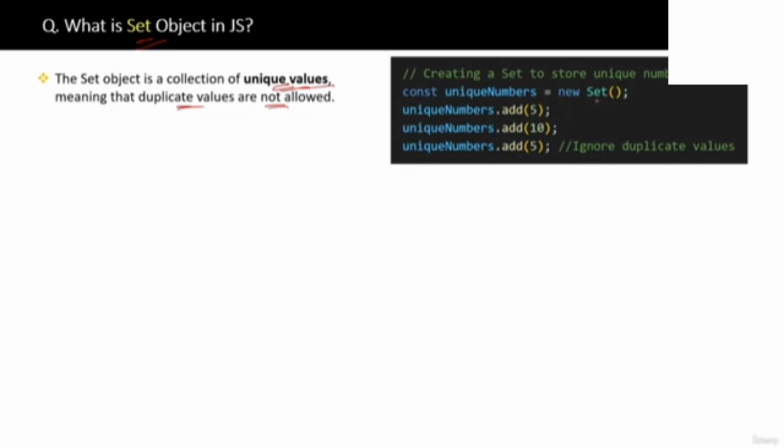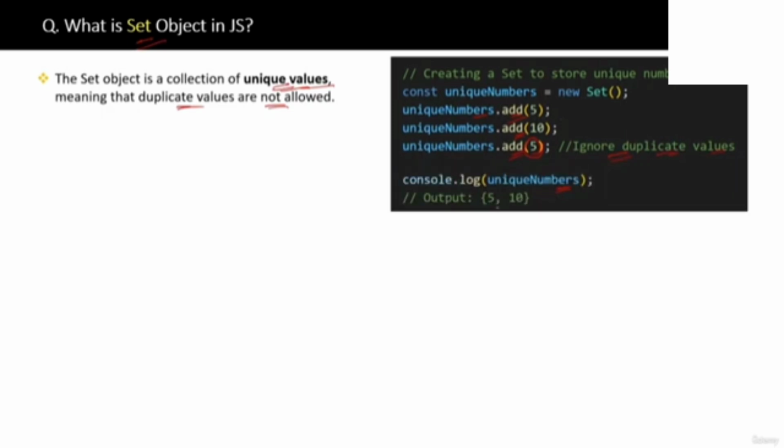Here we can add values to the set by using the add method. But if we try to add some duplicate value again, then the set will just simply ignore it and will not store it. Finally, log the unique number set, and here is the result of the unique values only, right?